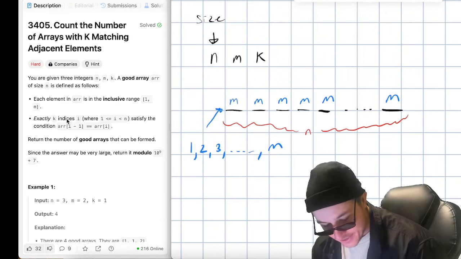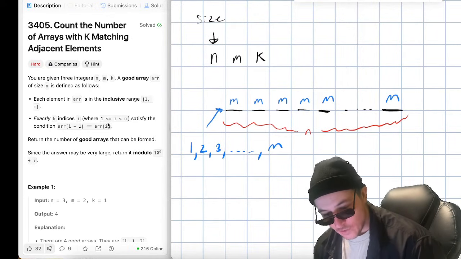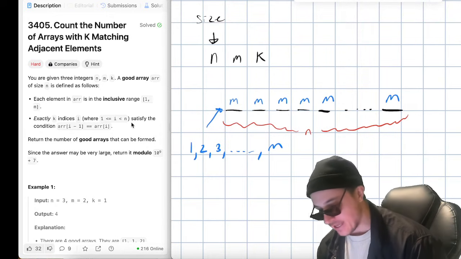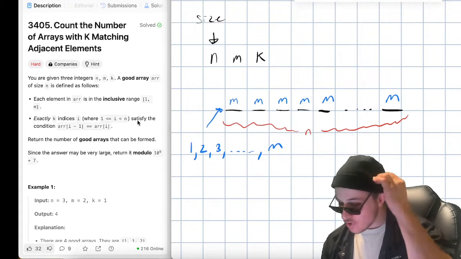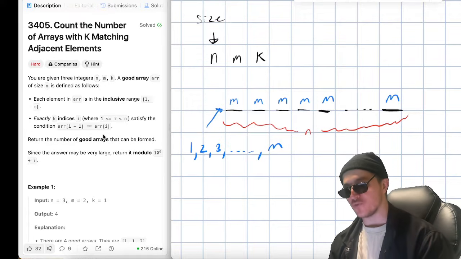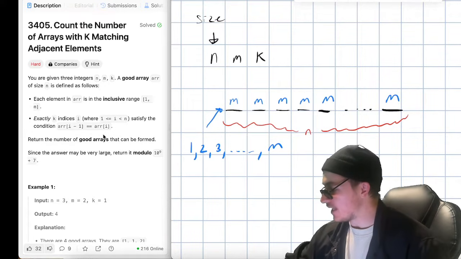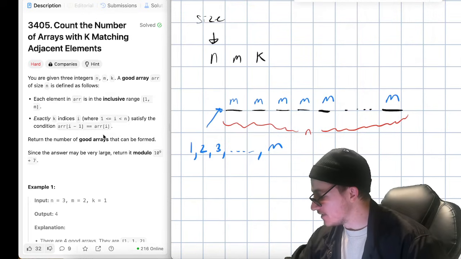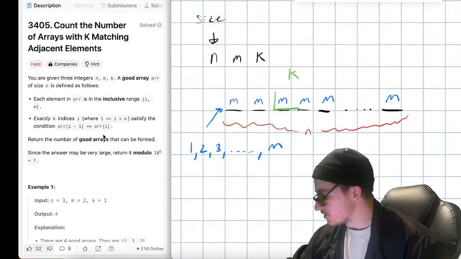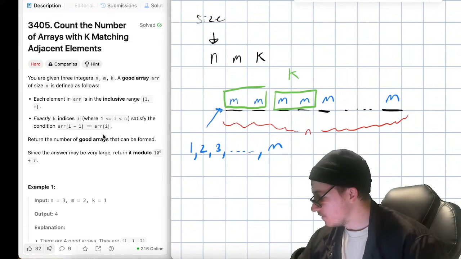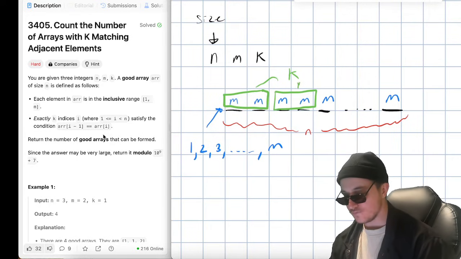Exactly k indices i, where i is greater than or equal to 1, less than or equal to n, satisfy the condition where array of i minus 1 equals array of i. Okay, so that means that there's k places, right? There's k places where these elements are the same, right? So there's k instances where that happens, right? Maybe another one's here, for example. I don't know exactly where, but the idea is that k of these elements are the same. So that happens k times, right?